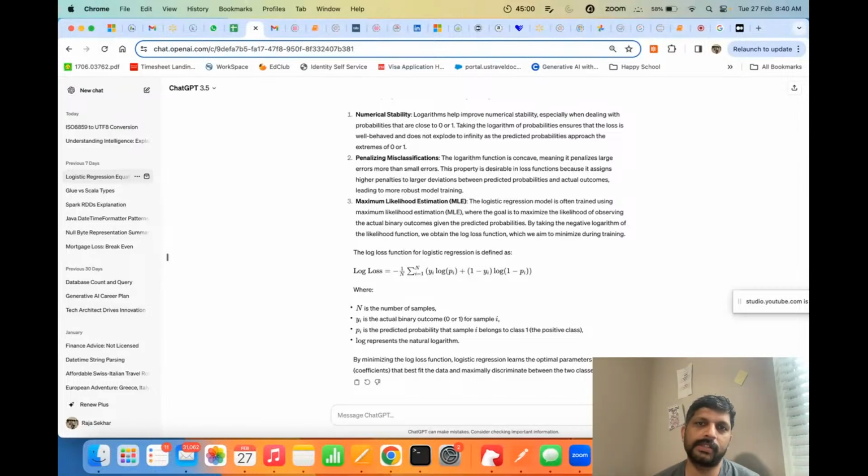Which says its definition of logistic regression is what he's trying to give here, but more on, I think, the second point. Logarithms help improve numerical stability, especially when dealing with probabilities that are close to 0 or 1. Taking the logarithms of probability ensures that the loss is well behaved and does not explode to infinity as the predicted probabilities approach the extremes of 0 or 1.